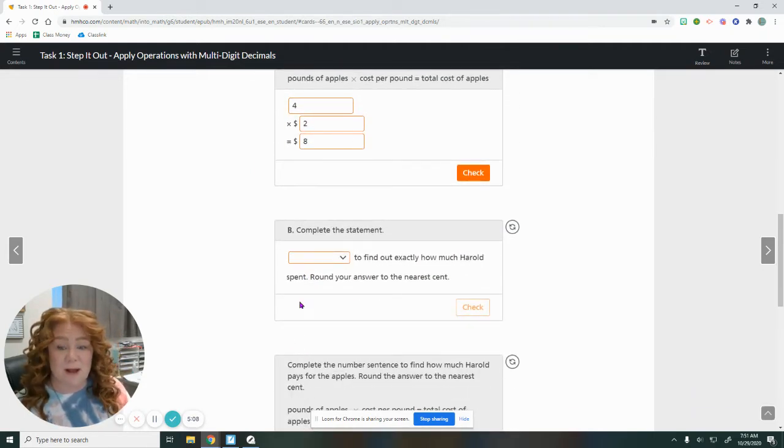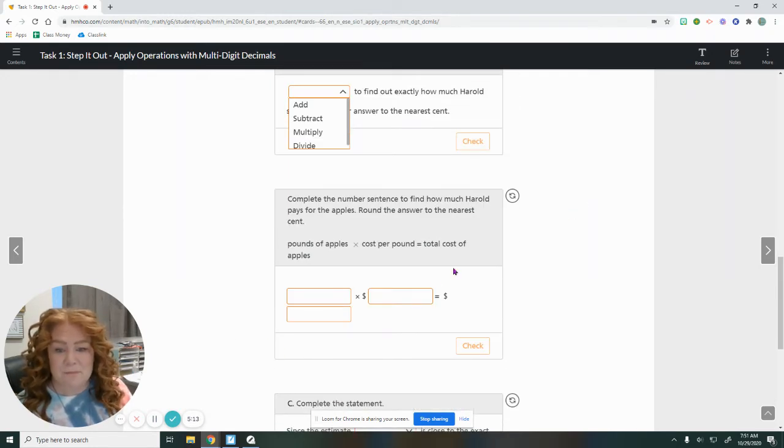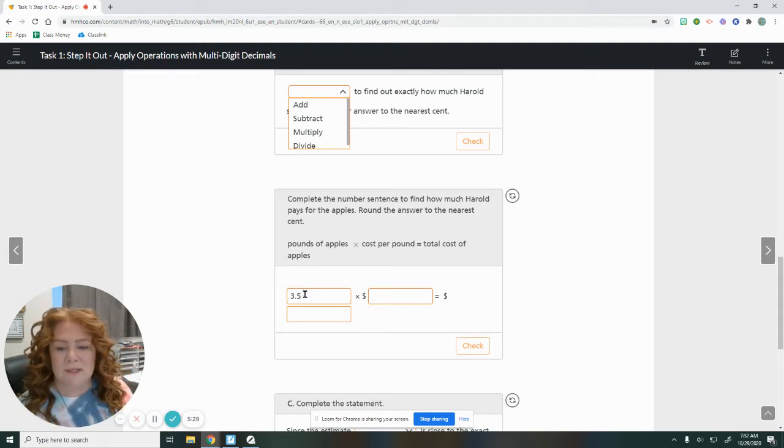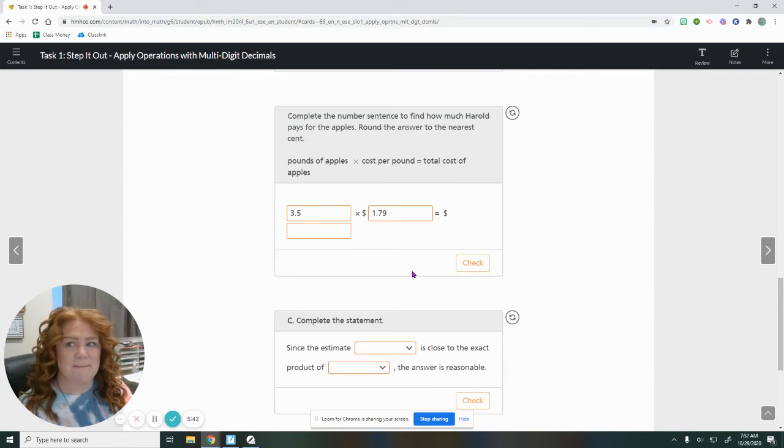So in order to do this problem, what operation did we have to do to solve that? And now we're going to actually solve the problem. So we did 3.5. Oh, sorry, the money, I can see the money is over here. So yes, we're right. So we have 3.5 and we times that by $1.79. And our answer goes here. Remember, it asks us to round it to the nearest cent, which is the hundredths place. Whenever we're talking about money, it should have 2 decimal places.